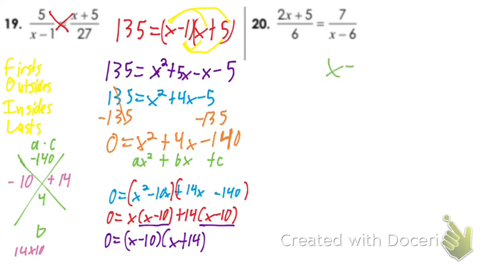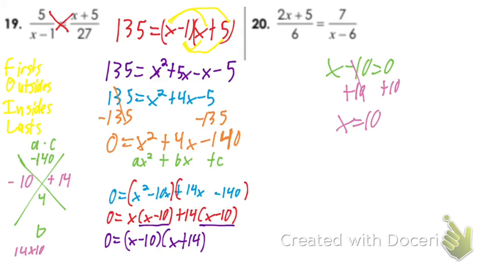So if I take x minus 10, the first parenthesis, and set it equal to zero, and I solve this equation by adding 10, x is 10. Well, if I were to plug 10 in, would 10 minus 10 give me zero? Yes. So would this whole equation be true? Because zero times something is? Zero every time.